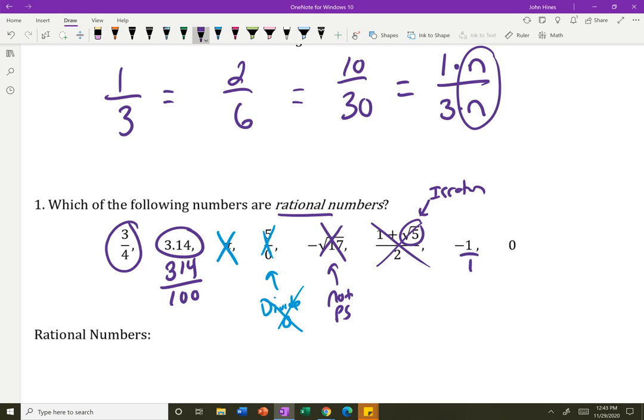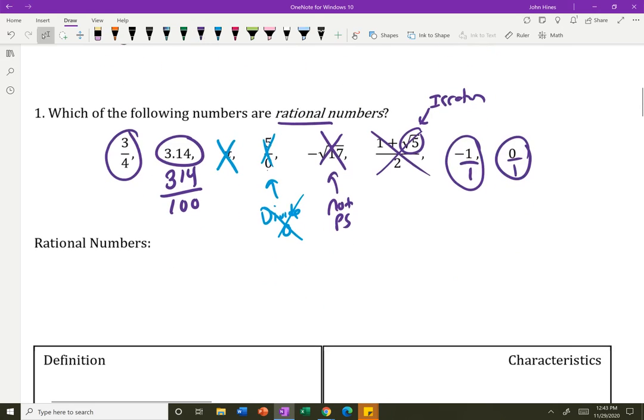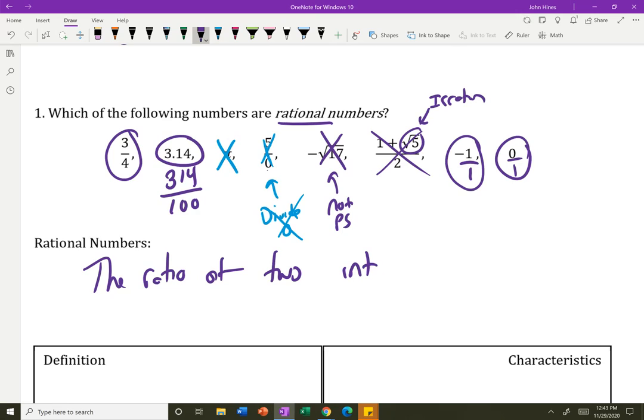-1, well, that's a fraction. -1 over 1, that's good. And 0 over 1, that's good. You can have 0 up top. You cannot have 0 in your denominator. So what are rational numbers now that we kind of played around with them? Rational numbers are the ratio of two integers, a over b, where b cannot equal 0. So a and b are integers. Those are your nice counting numbers, and their negatives. And b is also an integer, but it can't be 0.